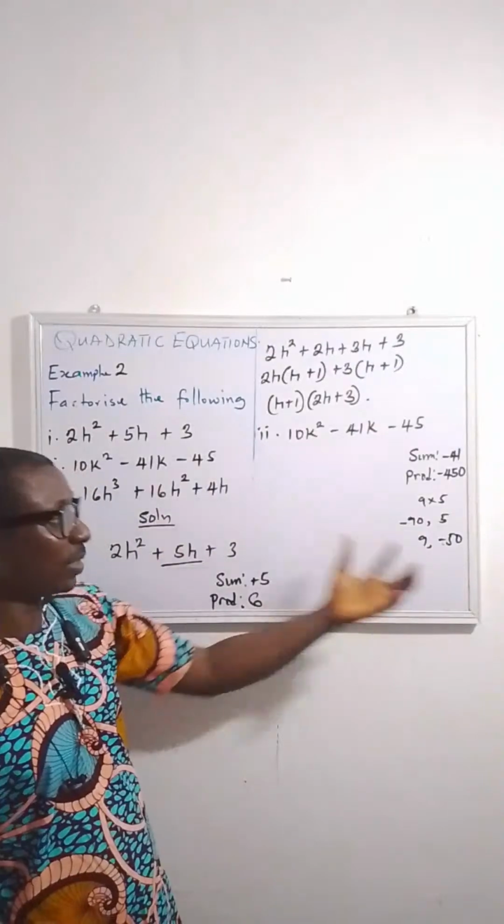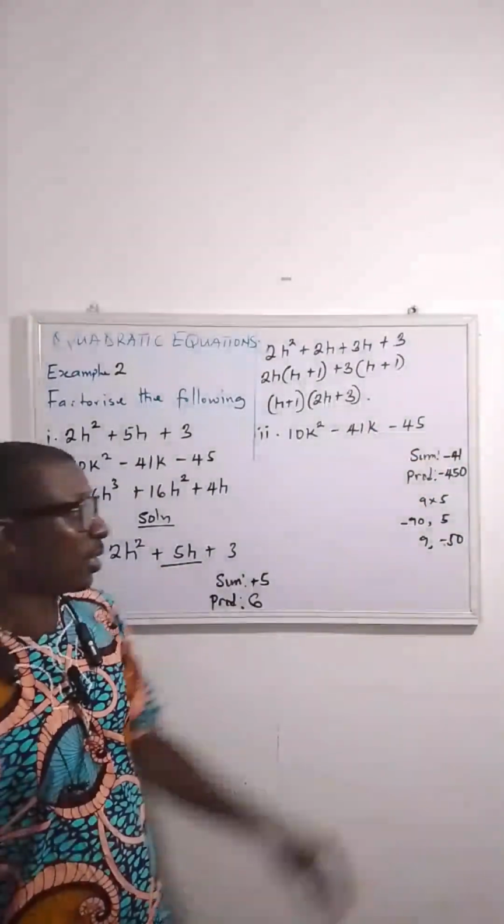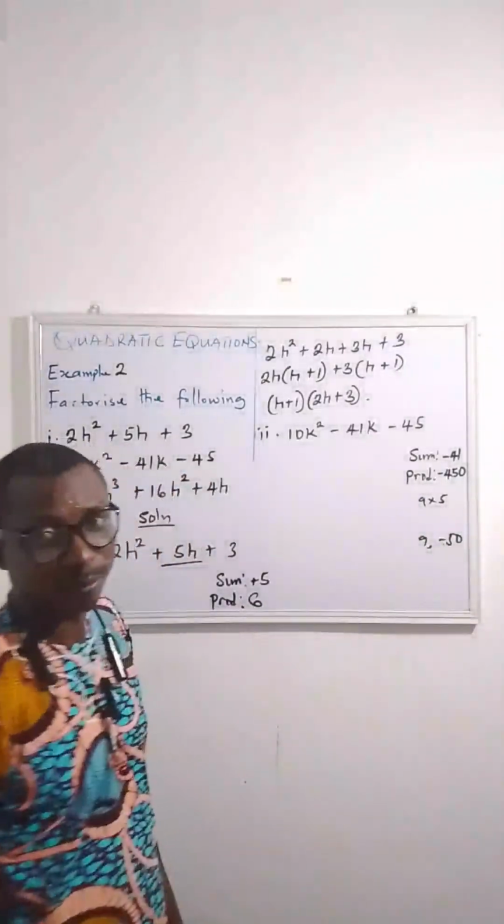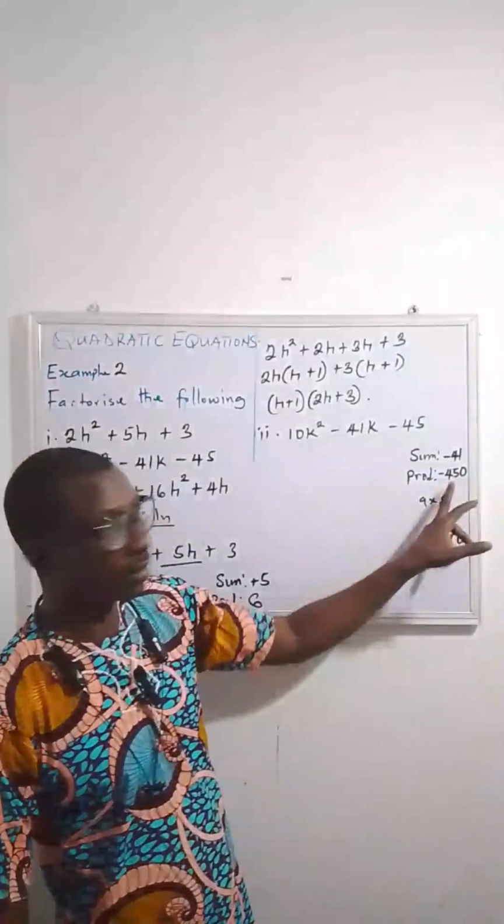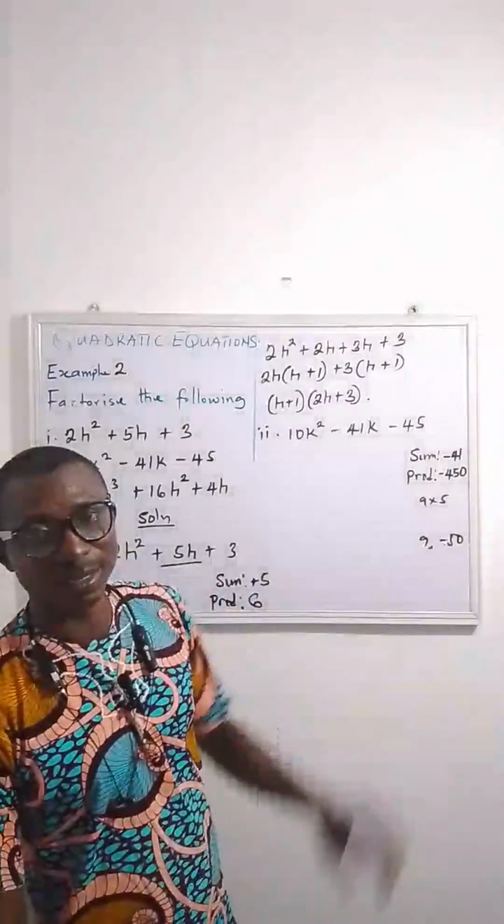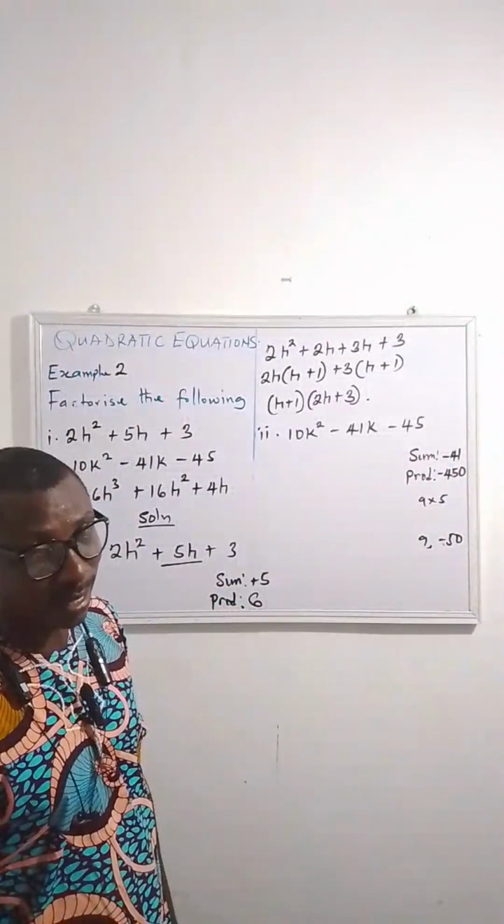You can see by the time we add together, we are not getting negative 41. So that means it's not the answer. So this is going to be the answer now. When you multiply this by this, you have negative 450. And you add together, you have what? Negative 41. I want to believe you understand that.